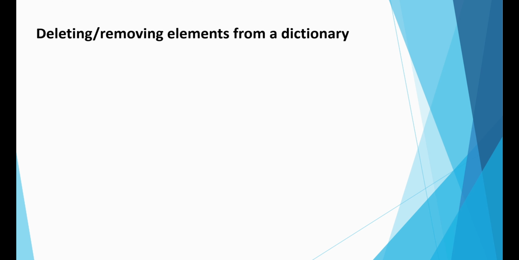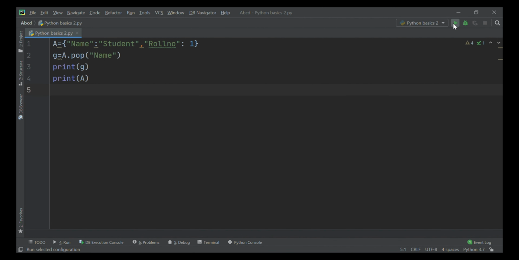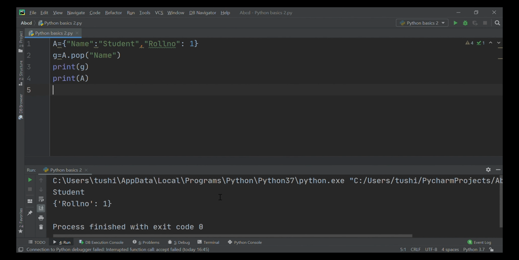We have several methods to remove or delete elements from a dictionary in Python. The pop method removes an element from the dictionary. It removes the element which is associated to the specified key. If the specified key is present in the dictionary, it removes and returns its value. If the specified key is not present, it will throw an error. In this program, we have used the pop method to remove the element which is associated with the key name. In the output, we have printed the item we have popped and the final dictionary.